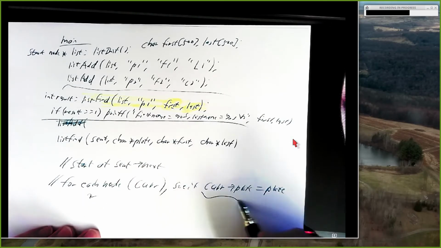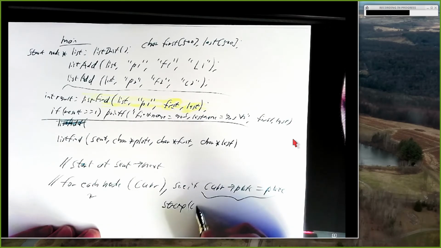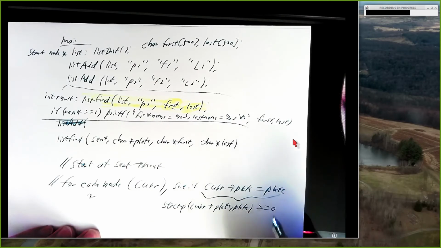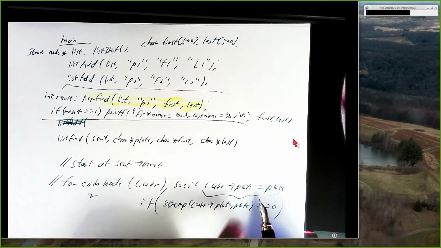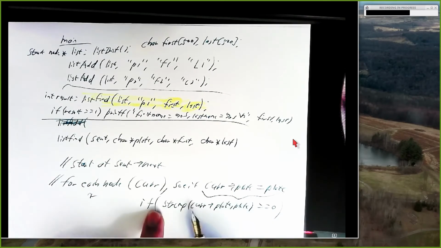Okay, so how do you do this? Use string compare. So see if string compare current arrow plate, comma plate, is equal to 0. Right? We can't use double equals with strings. If you want to know if these are the same strings, pass them as the two arguments to string compare, and see if string compare returns a 0.